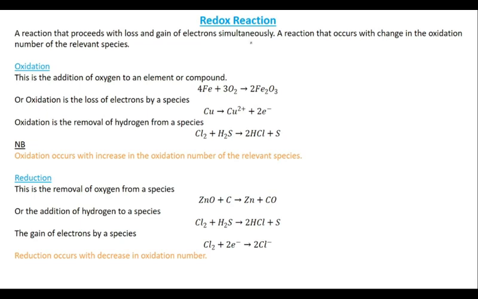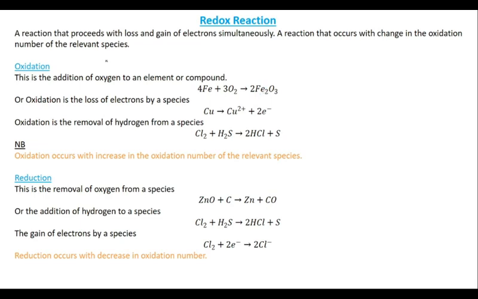Now let's have a look at what oxidation means. We have three definitions for oxidation, or four. Oxidation is the addition of oxygen to an element. So over here we have 4 moles of iron plus 3 moles of oxygen gas, giving us 2 moles of iron oxide. If you look at this, we can say that oxygen has been added to iron to give this compound. So this is a typical example of oxidation.